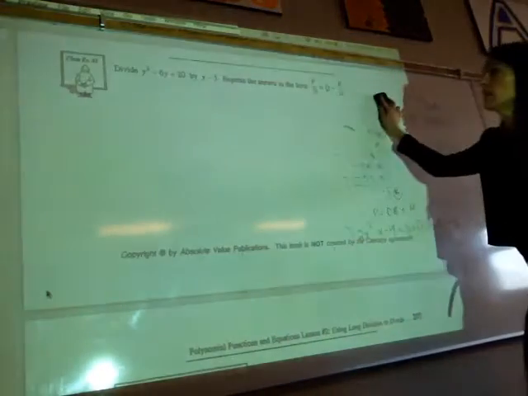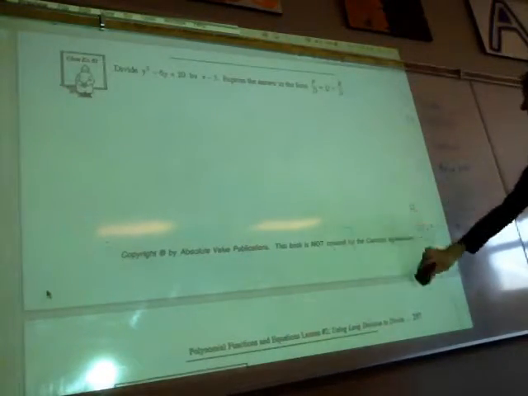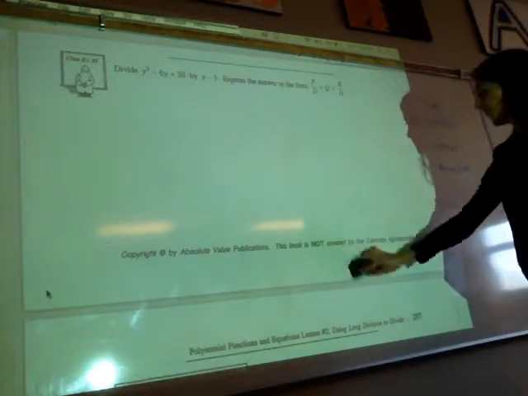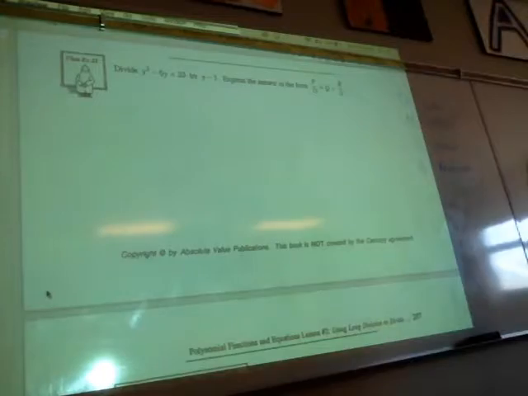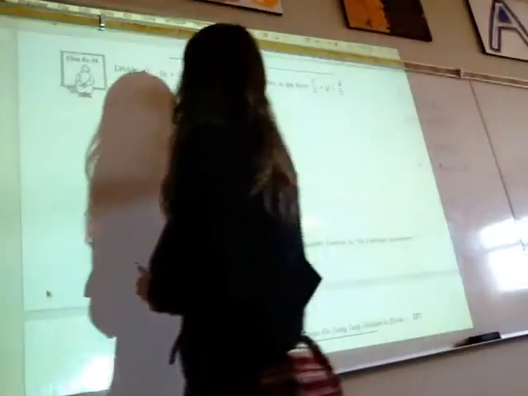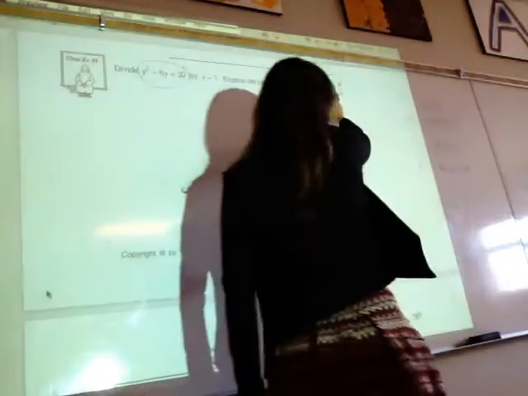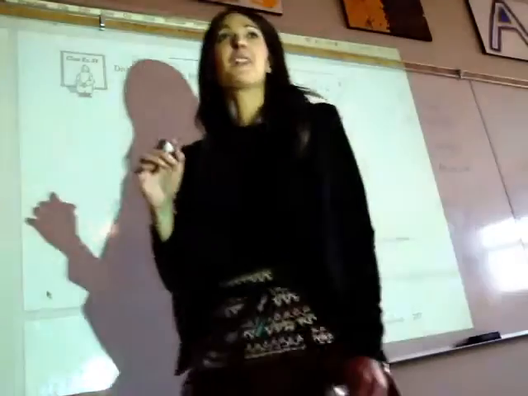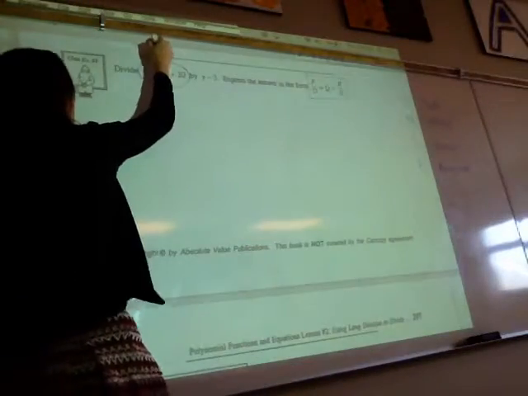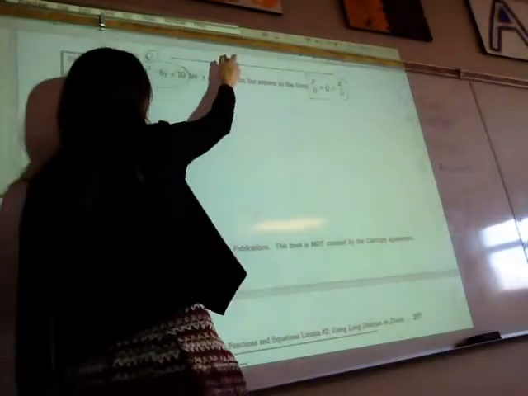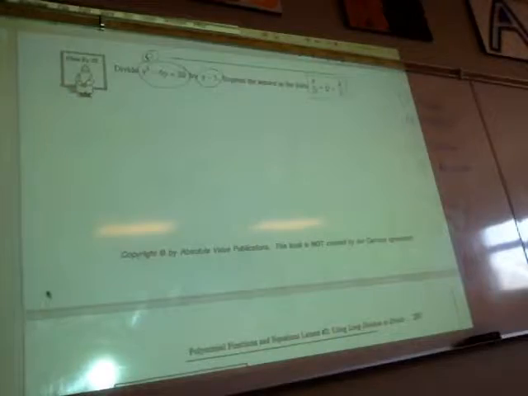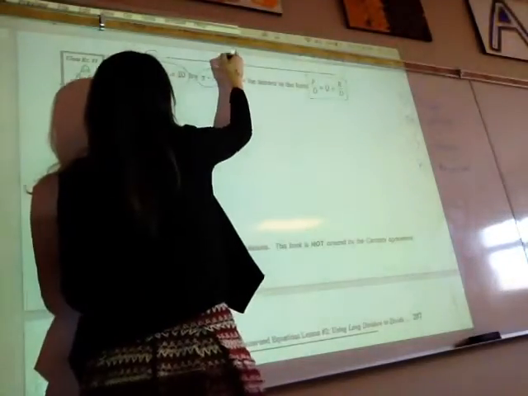Okay, take a look at your new expression. We have y cubed minus 6y plus 20 divided by y minus 3. What would we call this in this statement? Our polynomial, p. Good. And when we're dividing by something, what do we call that? Divisor. So that's our d.